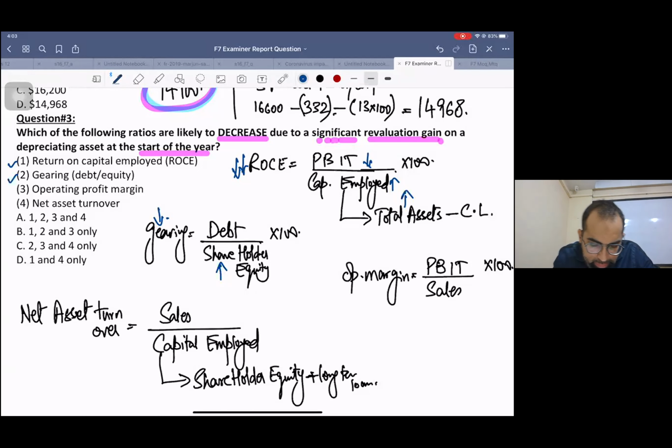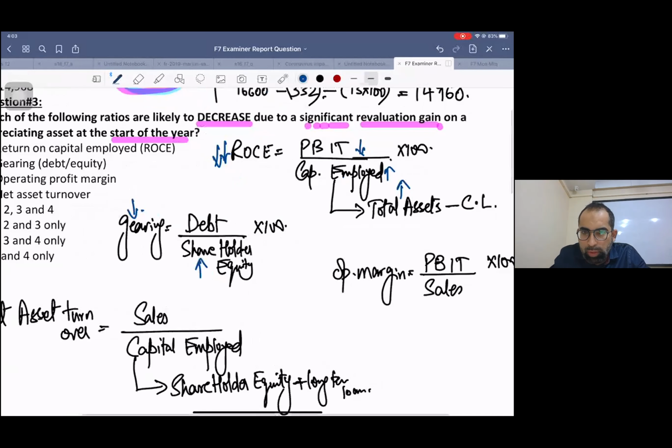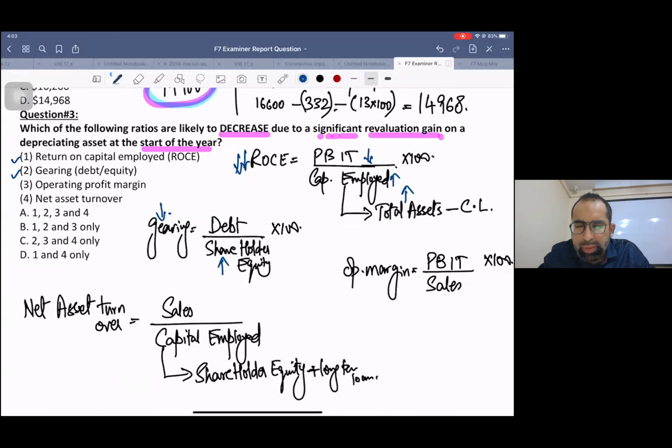Now the third thing is operating profit margin. Listen, what is the formula of operating profit margin? PBIT upon sales times 100. Now, upward revaluation has nothing to do with sales, so leave it. No change in the sales.